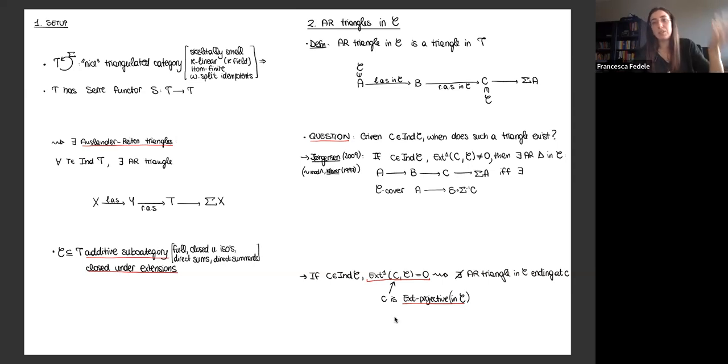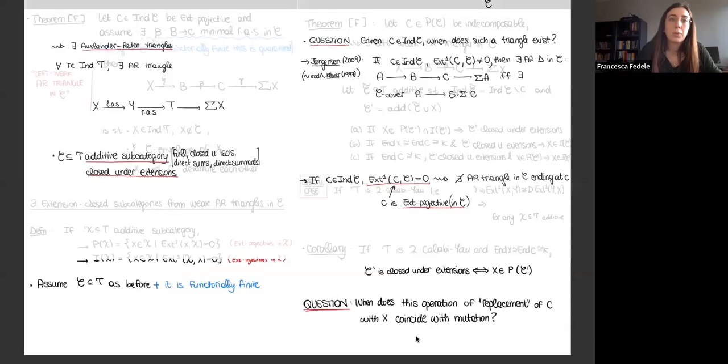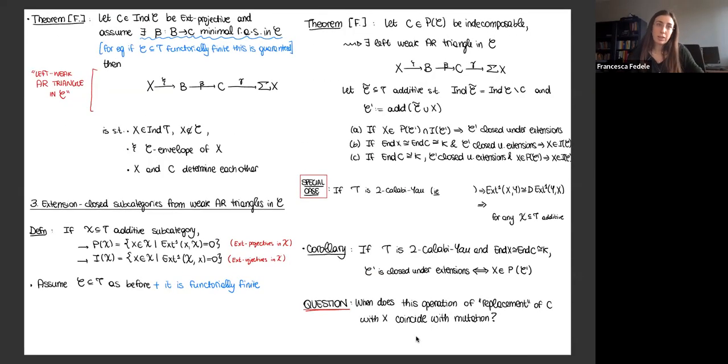So they're always Ext-projective with respect to a specific subcategory. And the reason why they're called this way is because they behave like projective objects in module categories, for example. Projective objects in module categories are exactly those such that whenever you have a short exact sequence ending at them, that short exact sequence splits. And these objects are exactly those for which whenever you have a triangle in your subcategory ending at them, this triangle is forced to split. So we cannot have an Auslander-Reiten triangle in the subcategory ending at an Ext-projective, but instead we can often build something similar.